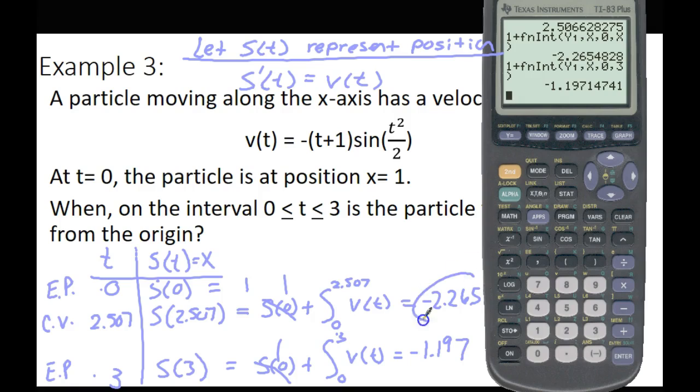This is the highest value, or the value that's furthest away from my origin, and so that would be the answer.